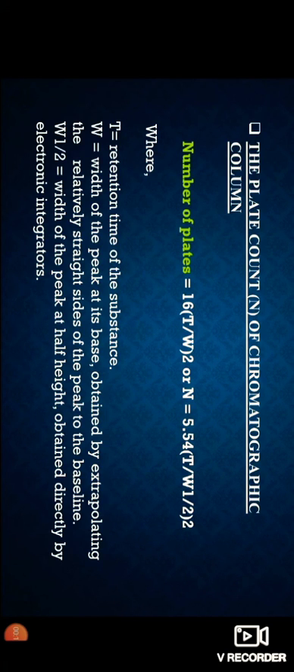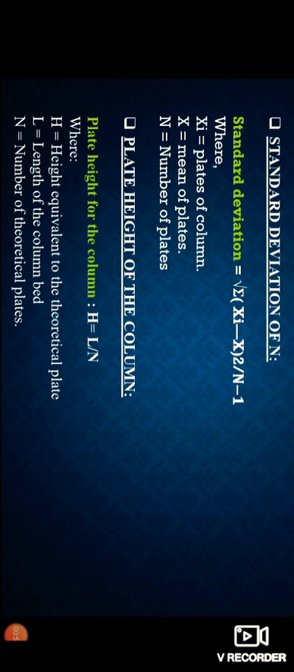So here we start. The first formula is plate count. The plate count of the chromatographic column is given by N = 16 (T/W)², or we can use N = 5.54 (T/W½)², where T stands for the retention time of the substance, W is the width of the peak at its base obtained by extrapolating the relative straight sides of the peak to the baseline, and W½ is the width of the peak at half height obtained directly by electronic integrators.